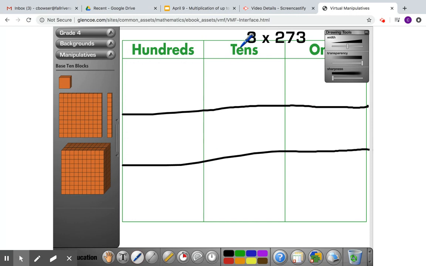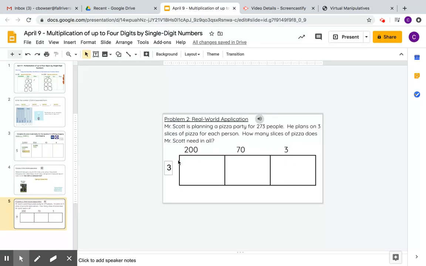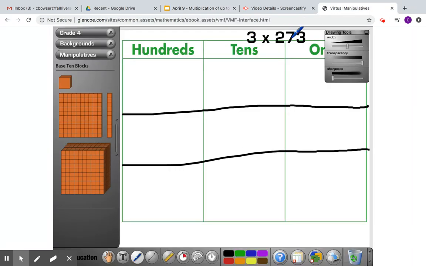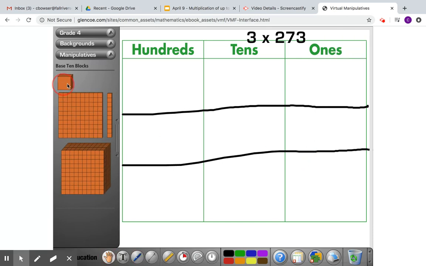So the first thing I'm going to do on my area model, I'm going to switch back, is 3 times 3. So that means I have 3 groups of 3. So I'm going to drag my base 10 blocks, and I'm going to put 3 in each group. 1, 2, 3. 1, 2, 3. And then again, 1, 2, 3. So you can see this is 1 group, 2 groups, 3 groups. So I just did this section, 3 times 3.